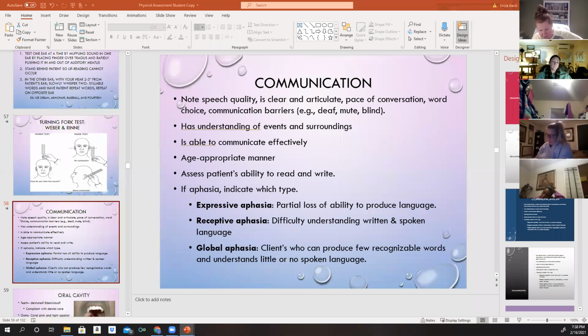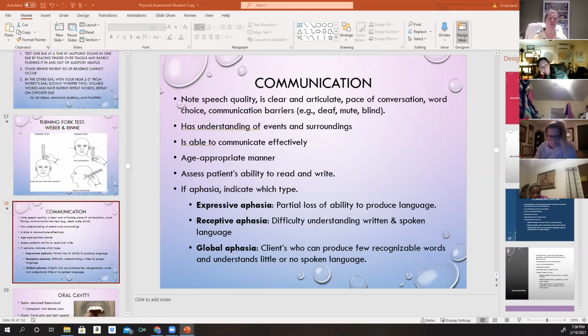So communication. You can assess someone's skin and assess their communication at the same time because you're inspecting with your eyes, you're listening with your ears, and you're communicating with your mouth. So while you're looking at that snapshot of your patient, you are assessing through communication their mental status, how well they can communicate. So what is their speech like? Is it clear and can they articulate well? Is it a decent pace in conversation? Is any of their speech delayed? Does it take them a couple seconds to respond to you? Do they really have to think about what they're trying to say? Are they using appropriate word choices?